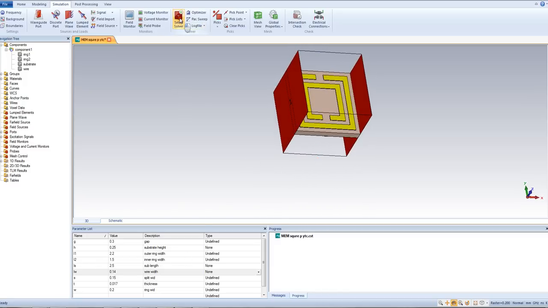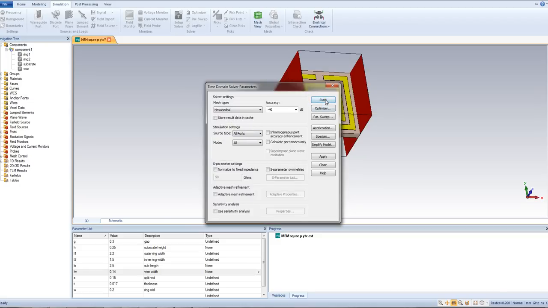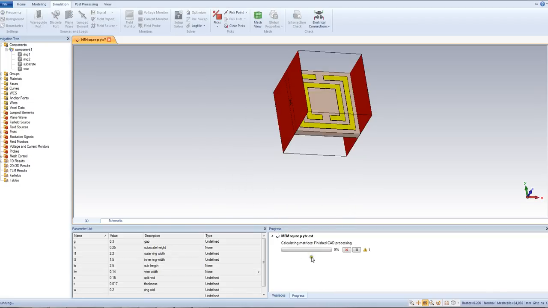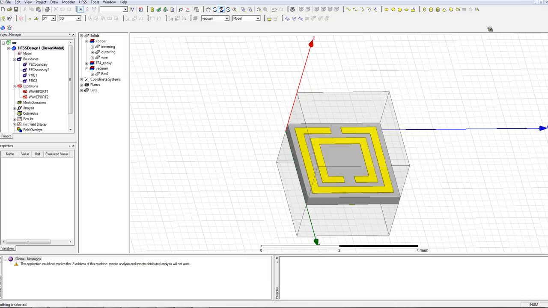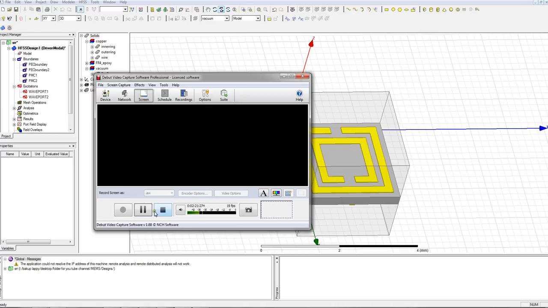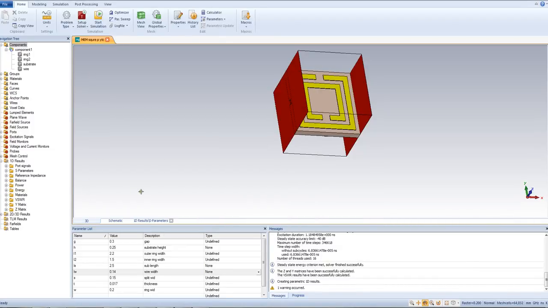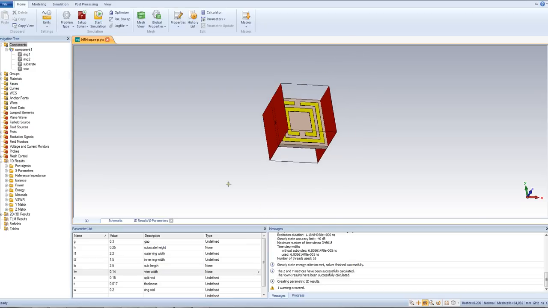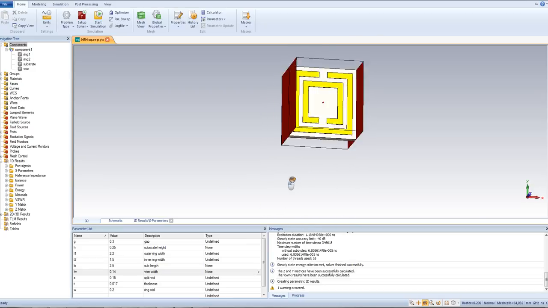Okay, so just go to transient solver and start the simulation. You can see the simulation has started. Then also in HFSS you can directly press analyze all to analyze the setup. Now the simulation will start. Okay, now the simulation is complete. As you can see, the steady state energy gradient is made and the solver finished successfully. So we have completed our simulation.